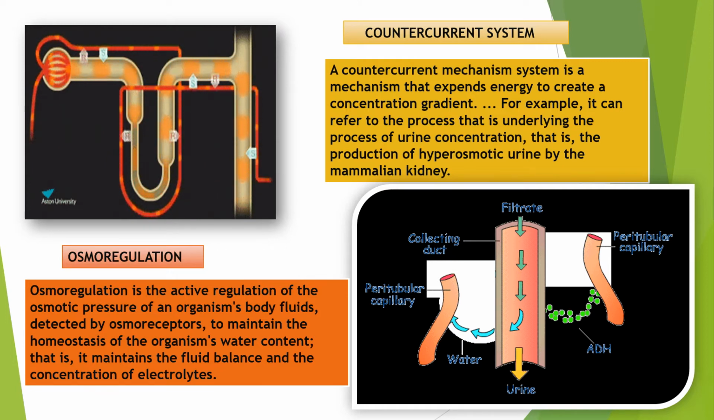In the diagram, you can see the collecting duct, the middle portion, this is the collecting duct, and both are peritubular capillary. That means one is proximal and another one is distal convoluted tubule. The portion of it has been shown. So you can see clearly osmoregulation is happening, which involves water, which involves urine, and ADH. ADH is a hormone. Full form is antidiuretic hormone.